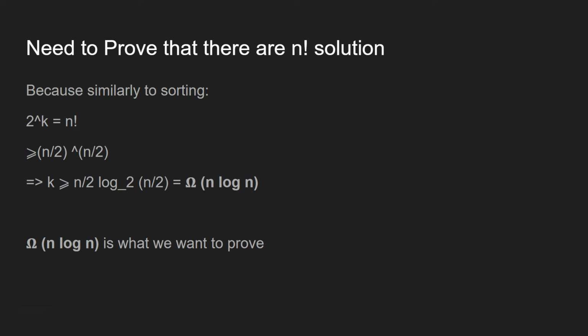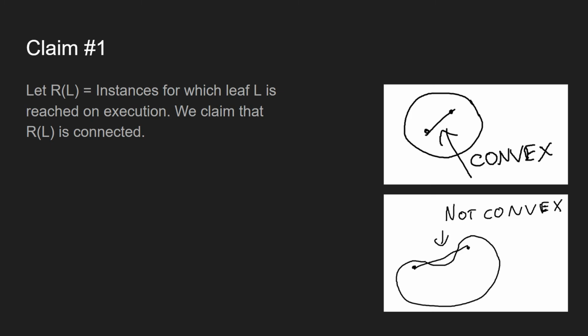Now, with this out of the way, we will make some claims which, when proven, state that there are in fact n factorial possible solutions. That is what we want to prove. Remember to keep both the tree-like representation and the point-in-space representation in your head for the proof. So, claim number 1 formally is, let region RL be the instances for which the leaf L is reached upon execution. We claim that region RL is connected.